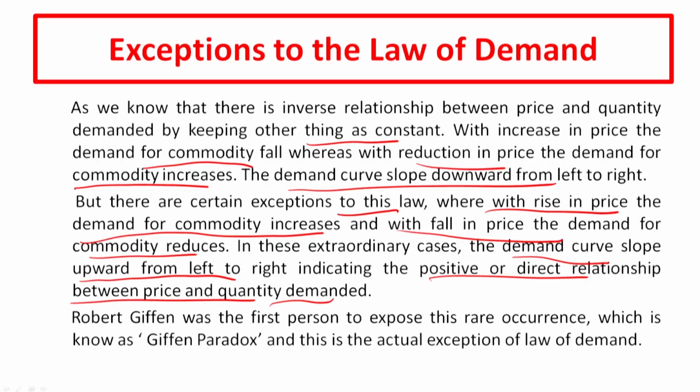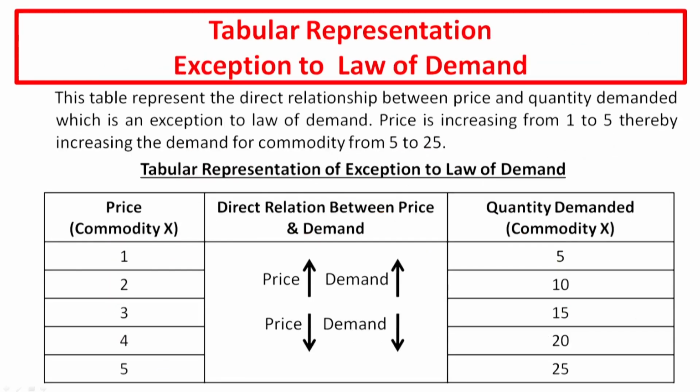Robert Giffen was the first person to expose this rare occurrence, which is known as Giffen paradox. And this is the actual exception of law of demand. Moving further, I have tried to show through a table the exception to law of demand. This table represents the direct relationship, as we have talked about in the last slide, between the price and quantity demanded, which is an exception to law of demand.